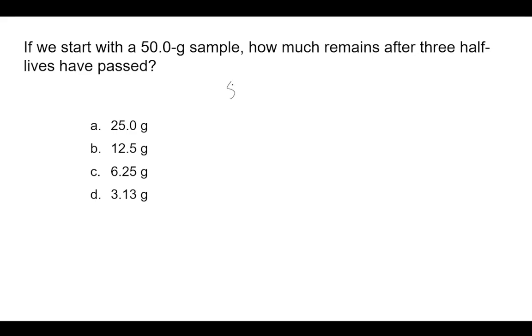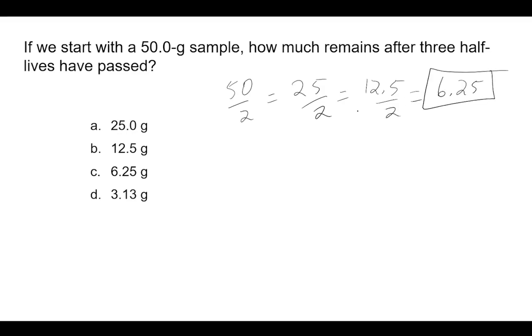Well, after 1 half-life, that 50 gets cut in half. After the second half-life, that 25 gets cut in half. And after the third half-life, that 12.5 gets cut in half. So after 3 half-lives, we should have 6.25 grams. You don't have to do any more complicated calculations than that.